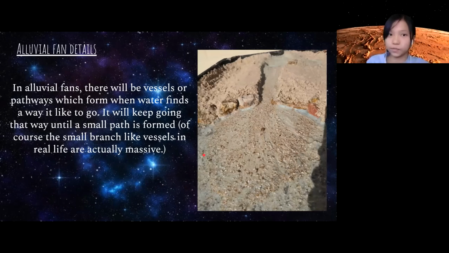Alluvial fan details. In alluvial fans, there will be vessels or pathways which form when water finds a way it likes to go. It will keep going that way until a small path is formed. Of course, the small branch-like vessels in real life are actually massive. On the picture on the right, you can see small branch-like vessels from the water flowing in from many small streams.